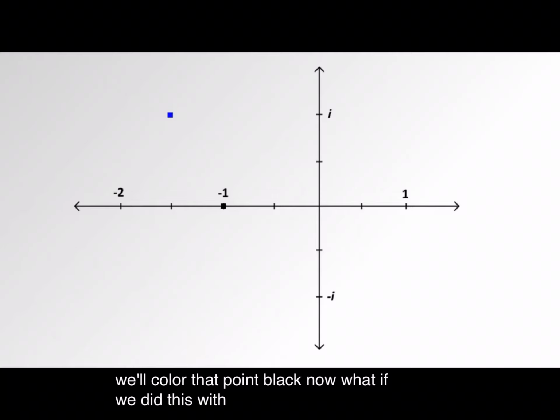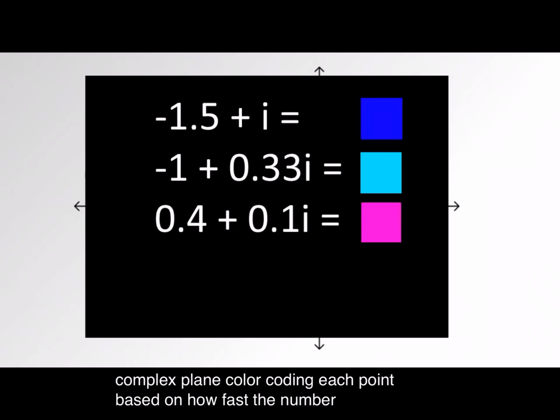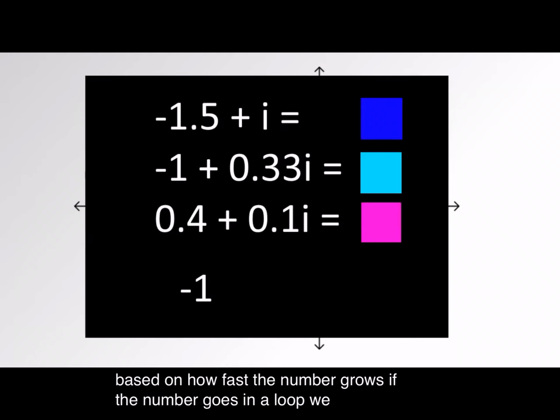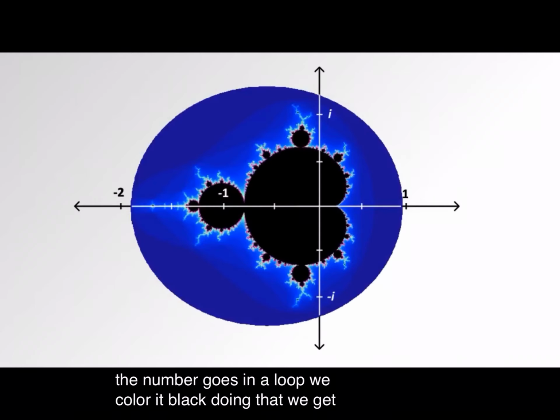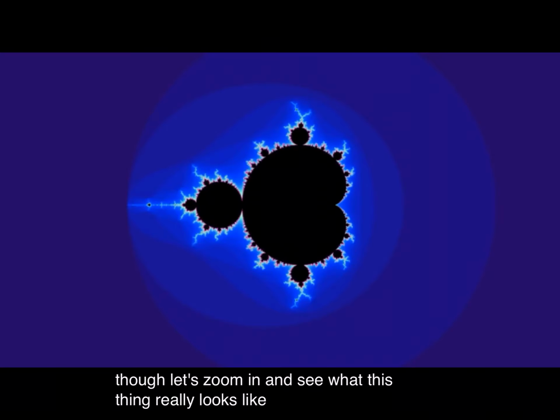Now, what if we did this with every point in the complex plane, color-coding each point based on how fast the number grows? If the number goes in a loop, we color it black. Doing that, we get this shape. Crazy! The edges are kind of rough, though. Let's zoom in and see what this thing really looks like.